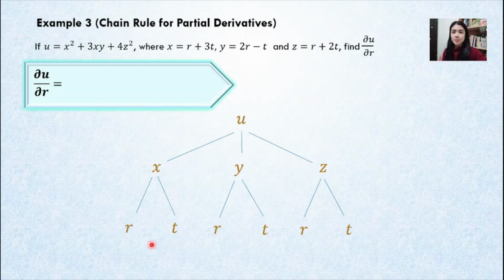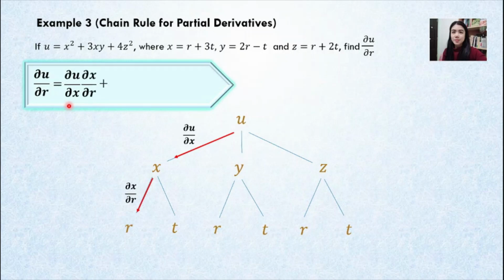I just need to focus on the r because this example only asks for del r, so you just have to focus on the branches that end with the r. This is the first branch. It begins from the node u, moves to x, and x moves to r. From u to x gives you del u del x, and from x to r gives you del x del r. Along the path you have these two things, so multiply both of them: del u del x multiplied with del x del r.